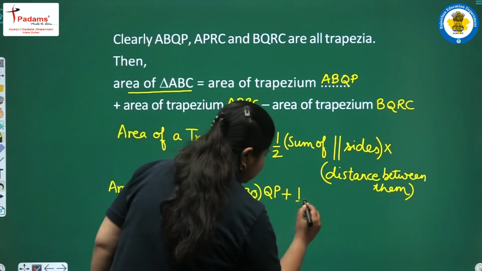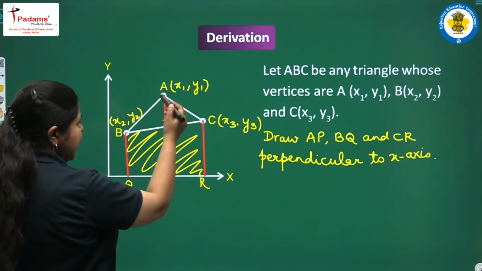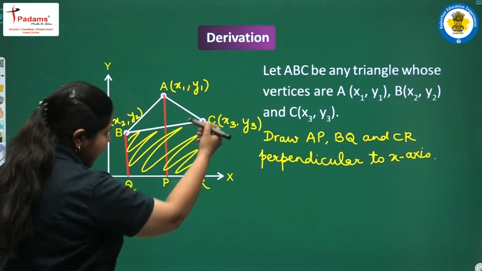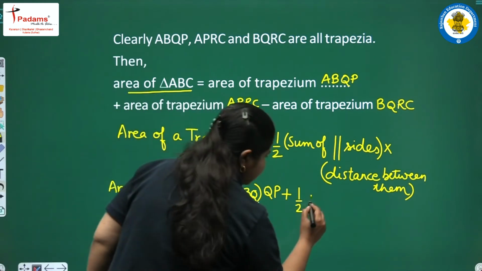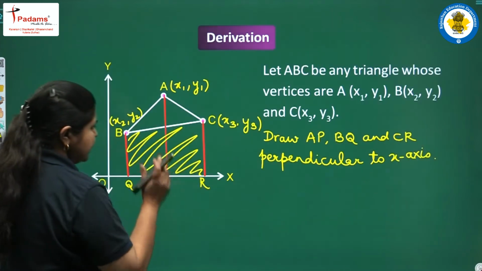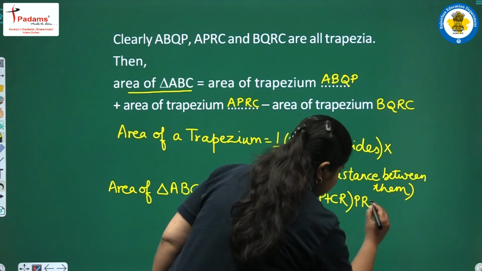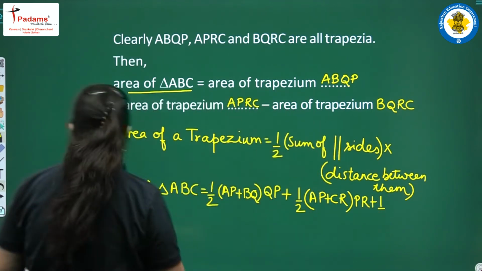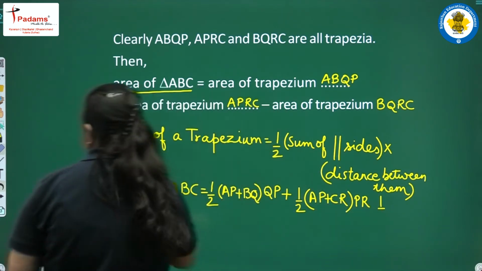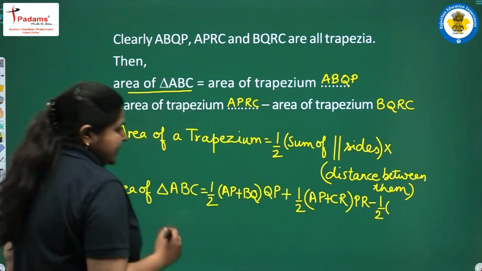Plus again we have this second one, trapezium APRC. Let us have a look. APRC. इसके केस में पैरेलल साइड्स हो गई आपकी AP and CR. So we write here AP plus CR into the distance between them. The distance is this one, PR. So we write here PR. Plus again here now we have to subtract, not add. Now we have to subtract the area of the third trapezium. So we write here a minus half into sum of parallel sides.